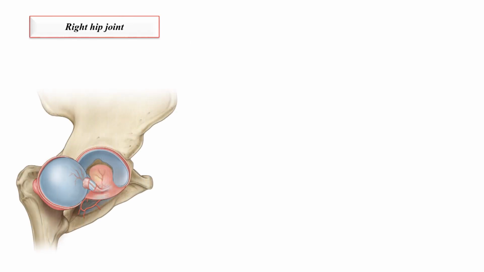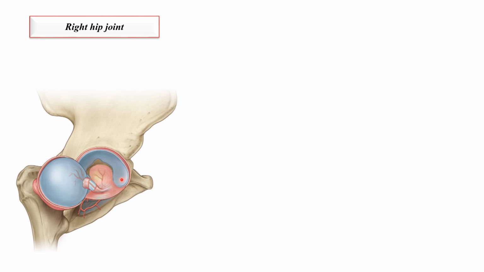The right hip joint occurs between the head of the femur and the acetabulum. This is the acetabulum and this is the head of the femur. The head of the femur articulates with the lunate surface here. This blue color is the lunate surface of the acetabulum.